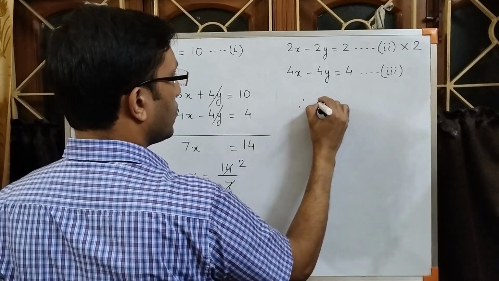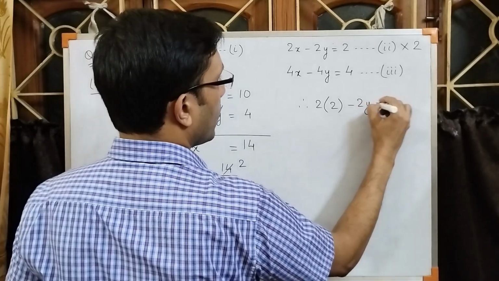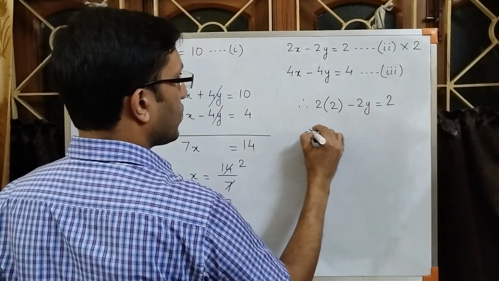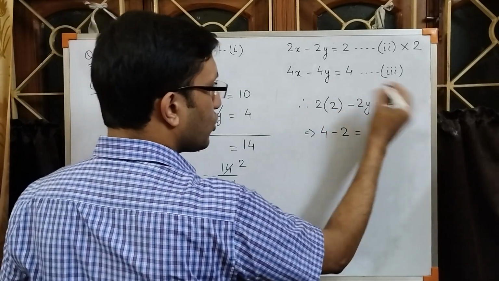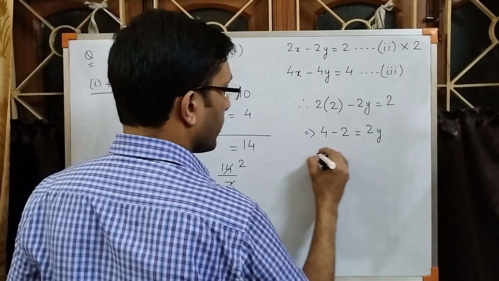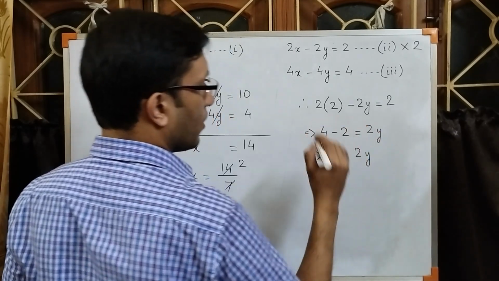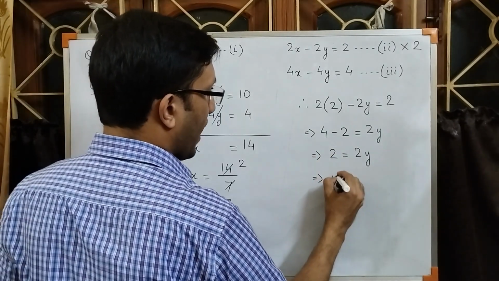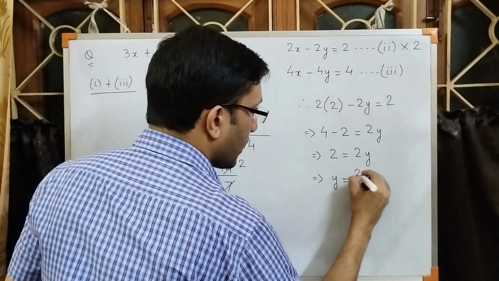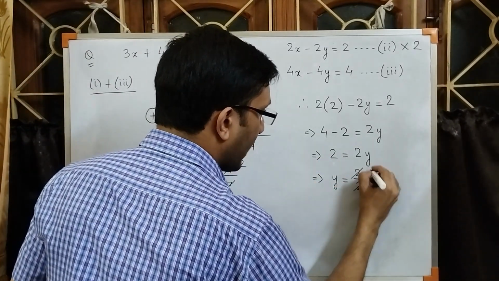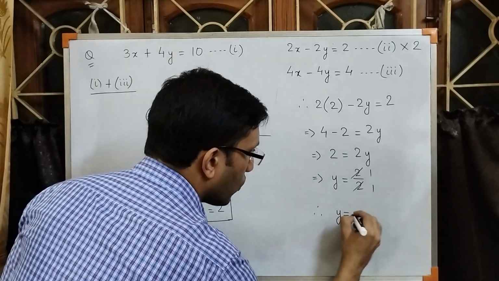So therefore, 2 into x, that is 2, minus 2y is equal to 2. So 2 2s are 4, plus 2 comes on the left becomes minus 2 and minus 2y goes to the right becomes plus 2y. So we can write 2 is equal to 2y. That means y is equal to 2 upon 2. So 2 2 cancels and the final value of y we get as 1.